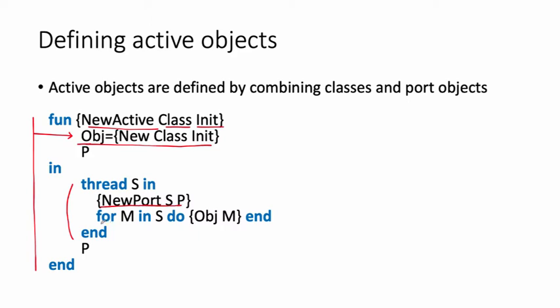And as before, we have a loop. So for M and S will actually be an infinite loop. It will read all the messages on the stream S, and it will call the object one after the other sequentially in this thread. And the result, of course, P, is the name of the active object. So you see how an active object is combining the port object and the passive object from object-oriented programming.